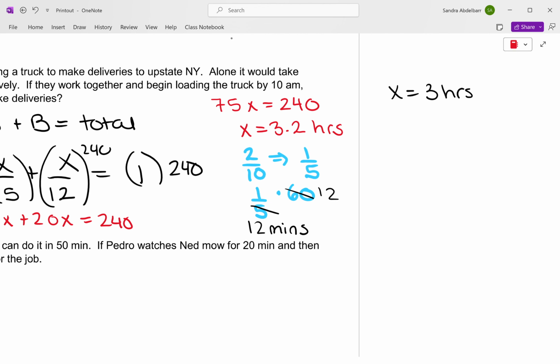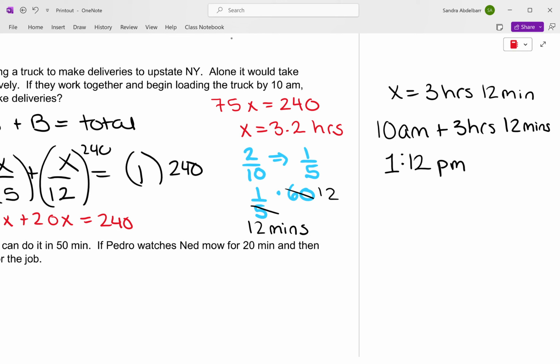So now x is equal to 3 hours and 12 minutes. So what do I do with that 3 hours and 12 minutes to find the time they finished loading that truck? Michael? Good. So 10 hours plus 3 hours and 12 minutes brings us to 1:12 p.m.